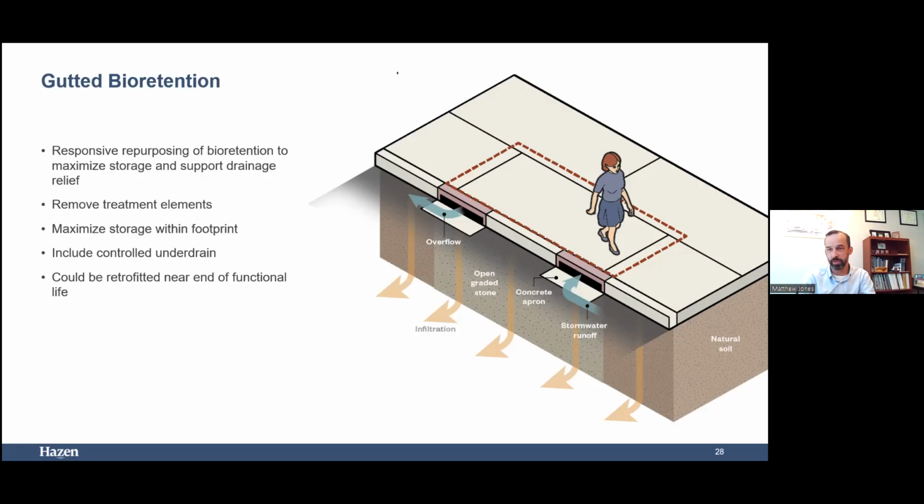But one thing that's worth noting here, maybe it's not all bad, is that this could be something that could be retrofitted near the end of a functional life of a bioretention area. So the kind of scenario where you have a bioretention that's been in operation for a long time, you're looking at replacing the soil media, maybe you've had fines migrate into the stone layer. So you're looking to remove that material anyways. If that coincides with noticing you have drainage issues in the area, it's kind of a repurposing of that to focus more on drainage relief and less on water quality.